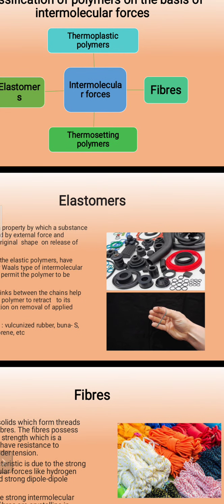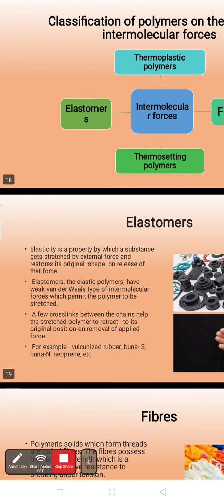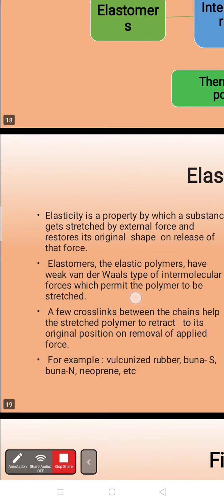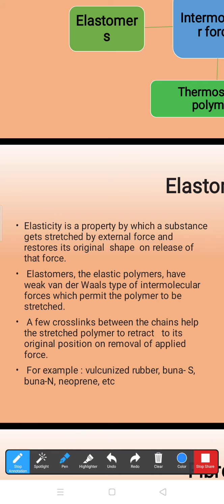First of all, we will see elastomers. In this picture, we see some rings, some barrels, and some instruments and materials related to elastomers. In elastomers, we see elasticity: the property by which a substance gets stretched by external forces and restores its original shape on release of those forces.